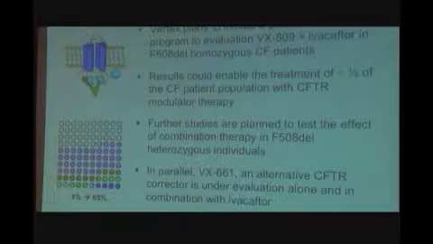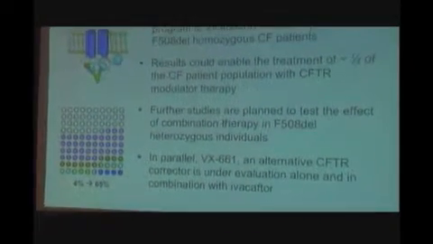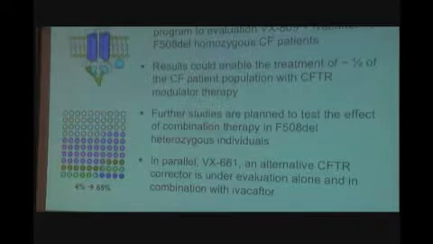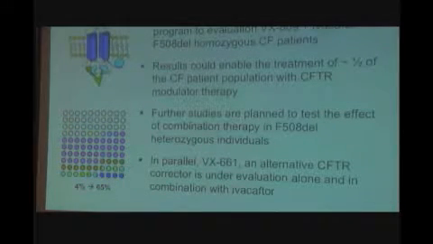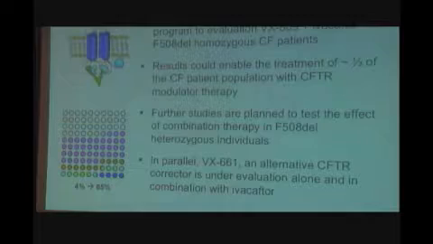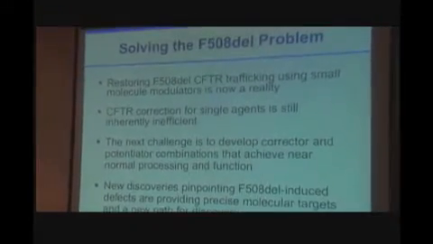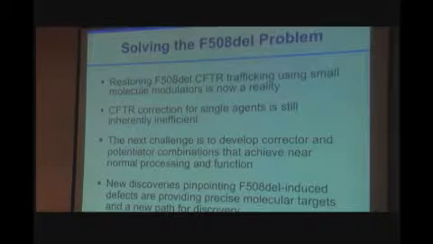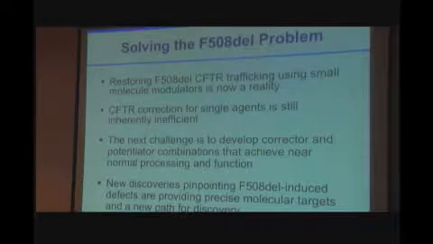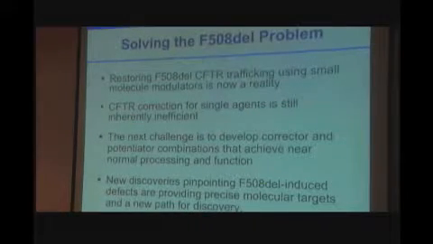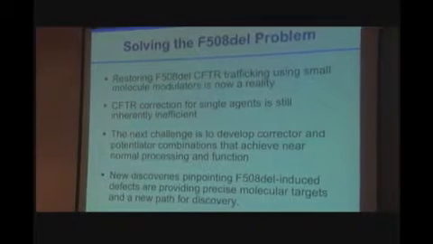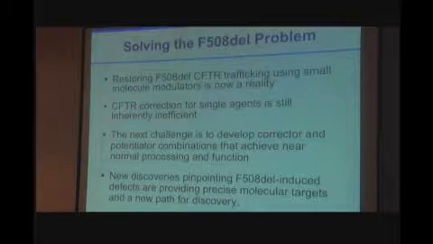And there are other corrector and potentiator combinations being tested even now. One of them is called VX661, but there are a number of others that are coming online. So I hope I've given you a sense for where the field presently stands, and even announcements that have made in the last week to try and advance CFTR drugs for a much greater number of patients with various CFTR mutations.